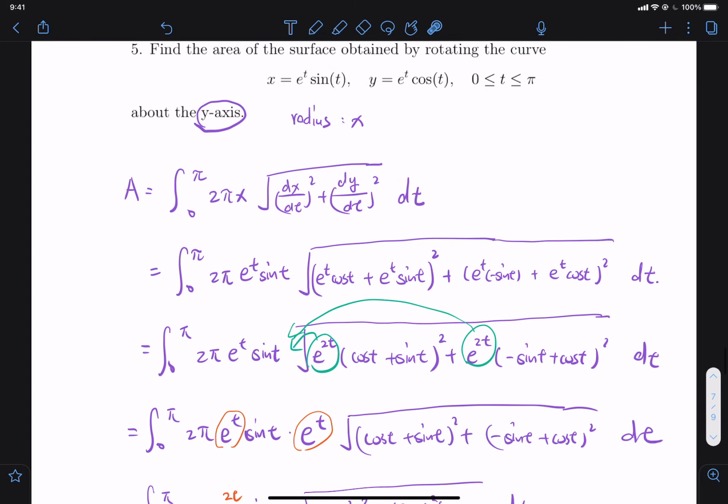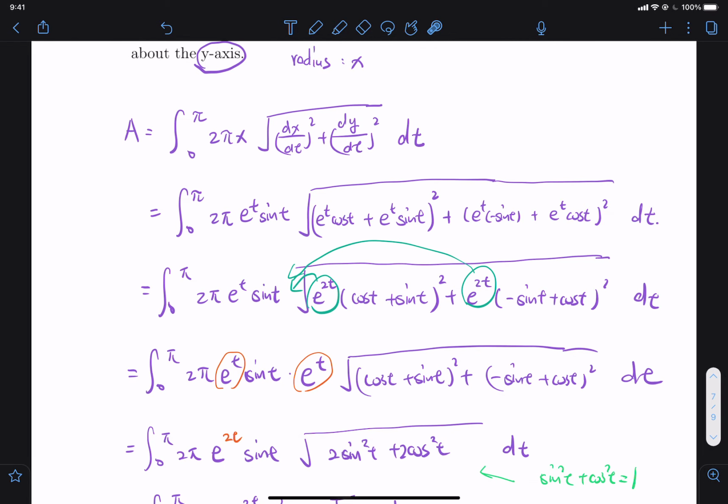And now we plug in everything. This x is equal to e^t sine t. e^t sine t is here. And then dx/dt, we're going to use the product rule, right? So it's e^t cos t plus e^t sine t. That's product rule, and then square. And also product rule for this guy. Okay, that is here. That is a huge expression.